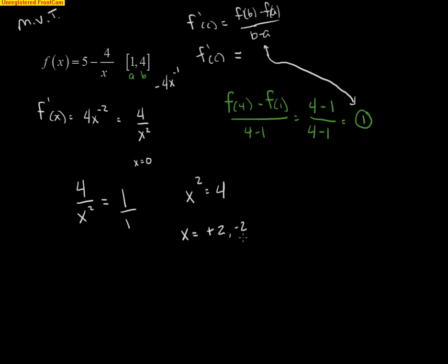Got to be careful here. This is where the slope of the tangent line and the slope of the secant line are the same, but we're only looking between 1 and 4. So since we're only looking between 1 and 4, we can cross out the negative 2 and only use x equals 2 for our answer.